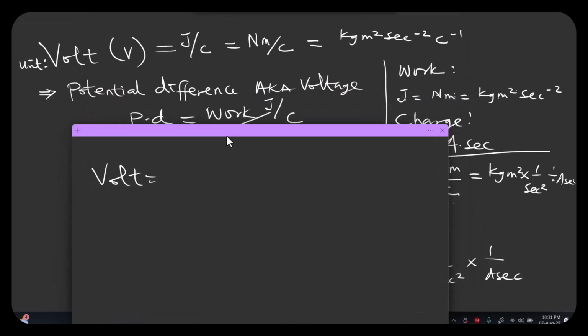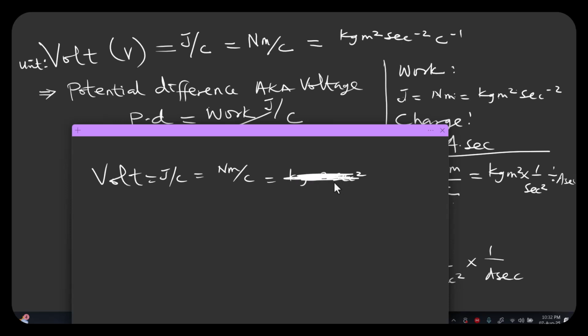So for our volt, we've already obtained from what we did now the following. Our volt is another alternate formula: joule per coulomb. Another one is Newton meter per coulomb. And the last one is going to be kilogram meter squared per second squared. Okay, that's the last one that I'm doing right now.